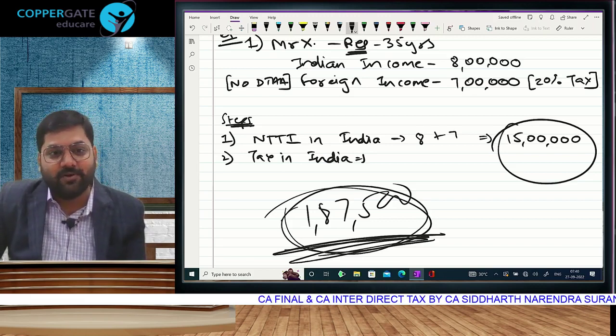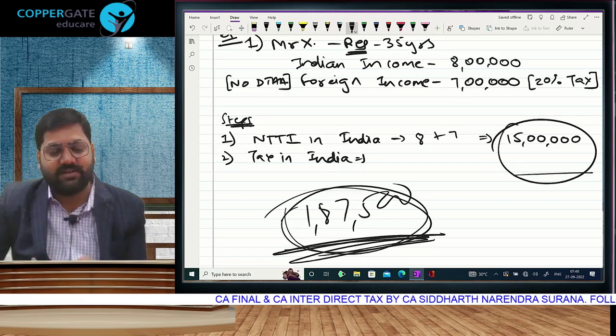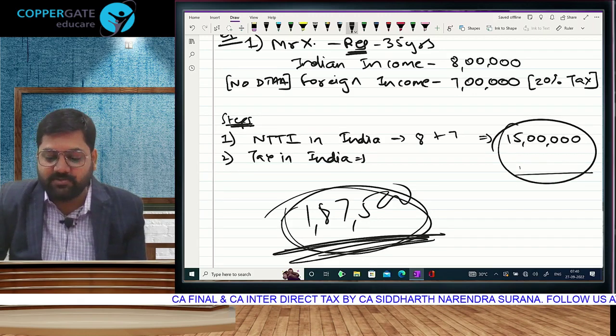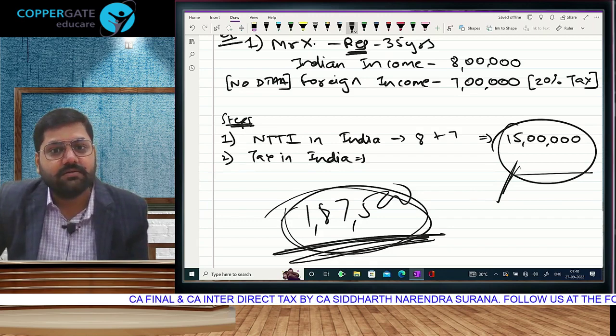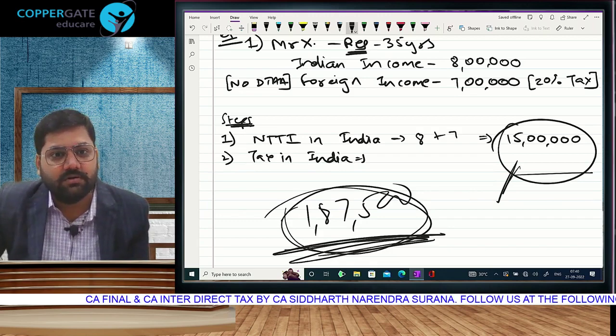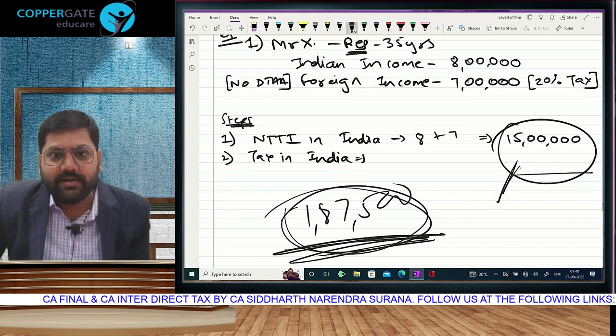Correct? Why will rebate not come? Income is more than 5 lakh. You don't have to see the tax amount. This surcharge will come, no, as income is more than 10 lakhs. Surcharge will come, no? Arre, 10 lakh crossed, no?